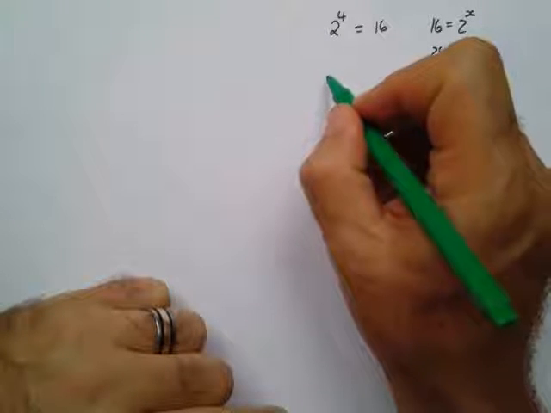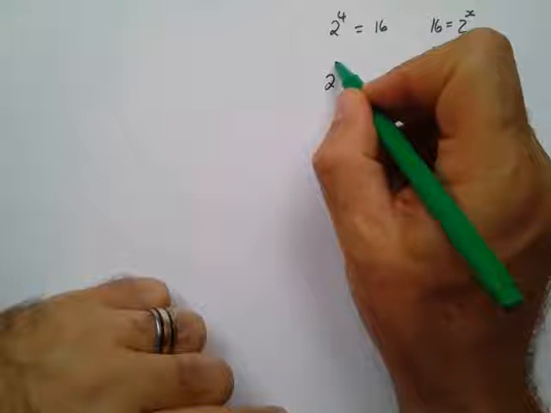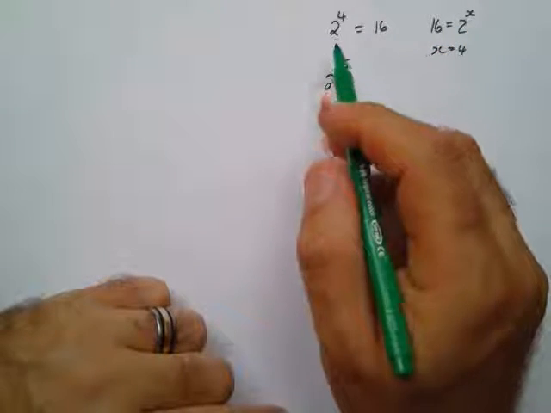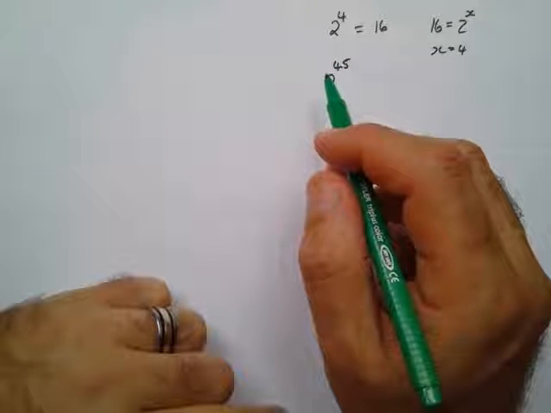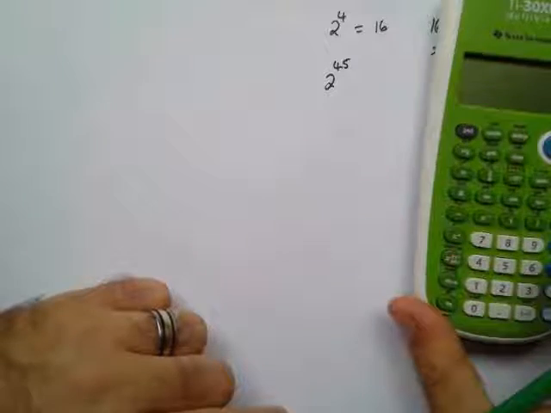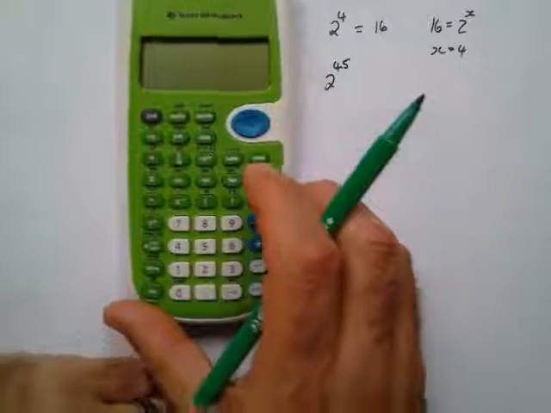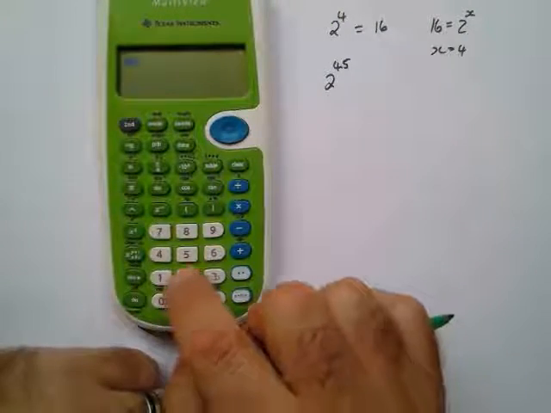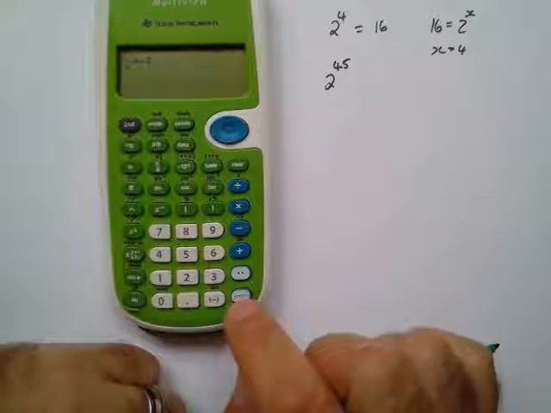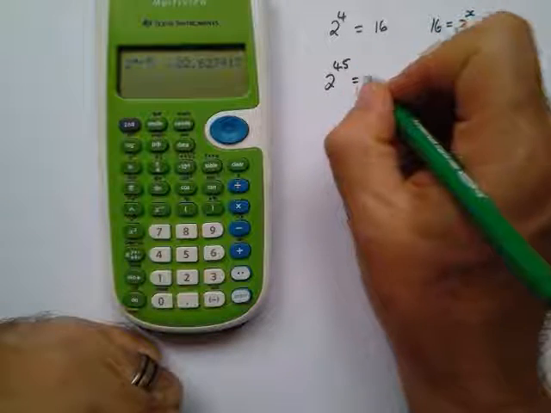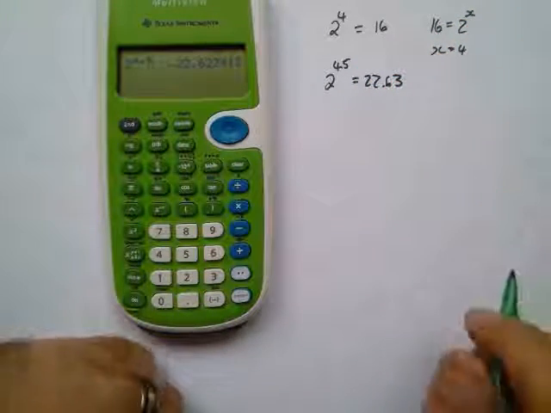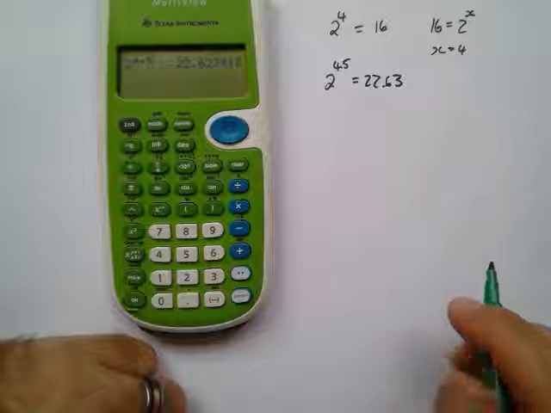If I have 2 to the power 4.5, I can't do that. I can't say 2 times 2 times 2 times a half 2. So what I'm going to do is use my calculator. On my calculator, I'm going to say 2 to the power 4.5, enter, and my answer is 22.63.